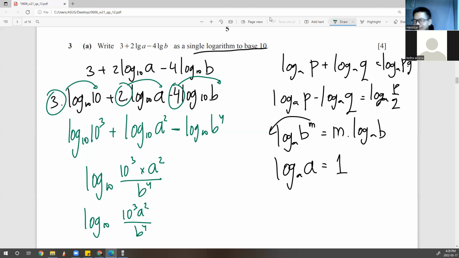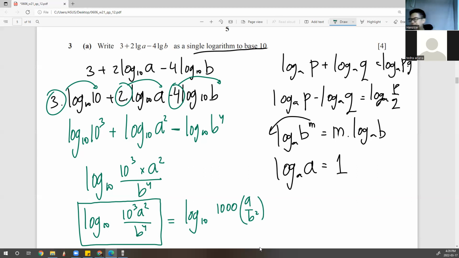Okay, just eliminate the times, right? The times by multiply. Multiply, you don't have to write the sign. This will be the final answer, or some options are available. 1000, a over b squared, but I don't think it is necessary. Just a waste of time. That's okay. That's the final answer, also considered as a 100% question, 100% marks.